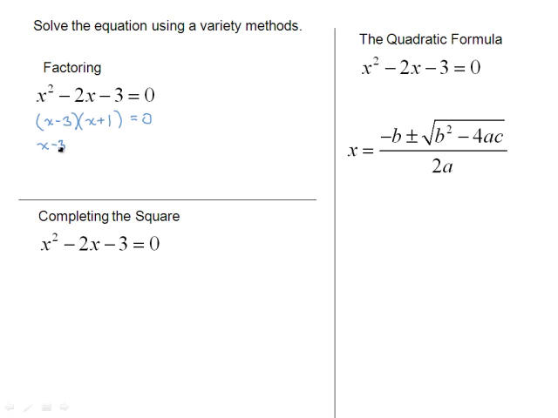Then, using the zero factor property, we know that x minus 3 is equal to 0, or x plus 1 is equal to 0. So that would give us that x equals 3 or x equals negative 1. Therefore, our solution set would be negative 1, 3.